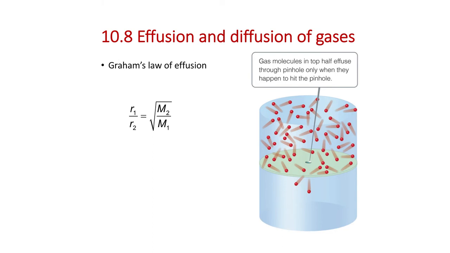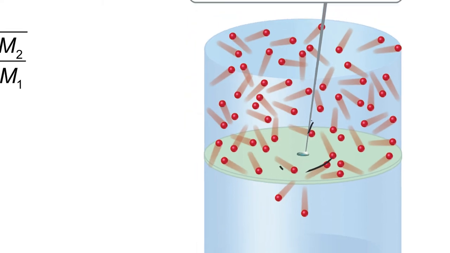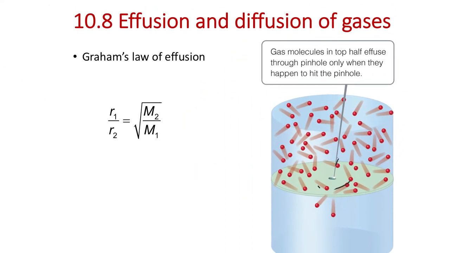There's two more sections in the text. One of them is on effusion and diffusion, sort of on the rates of gases as they escape from a pinhole. So in this cell here, there's a tiny little pinhole from which the gas particles can escape. You can think about a hole on a tire for how fast it takes a gas to escape from the pinhole.